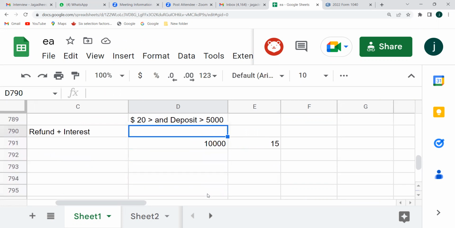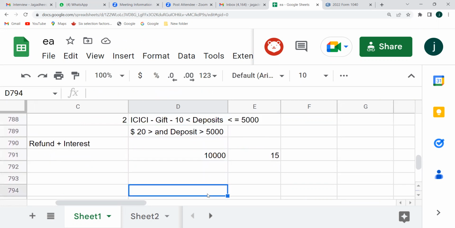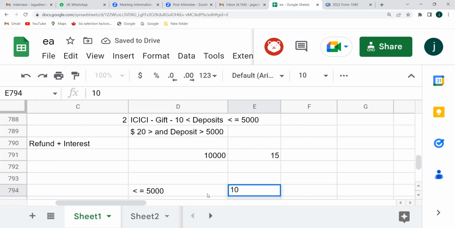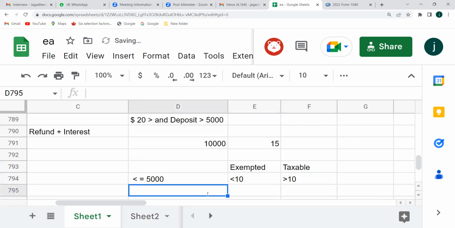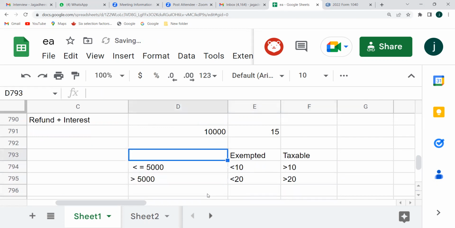Just give me one moment. So deposits are less than or equal to $5,000, and when will it be taxed? We'll discuss the exempted cases. Less than $10, exempted. More than $10, taxable. And coming to above $5,000, below $20, exempted; above $20, taxable. That's it.